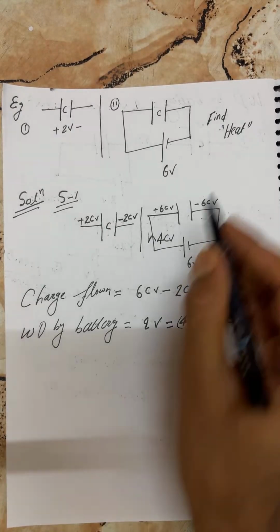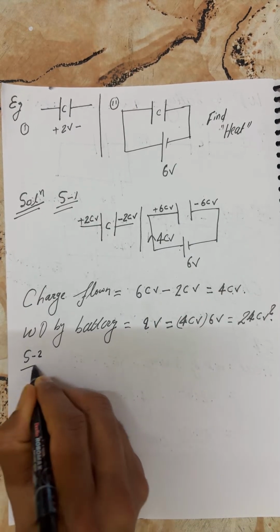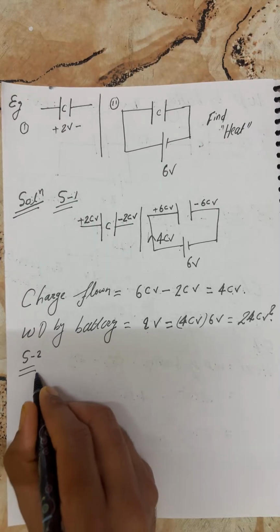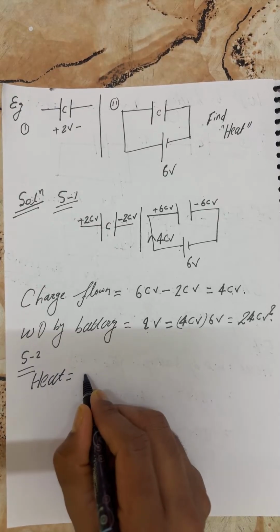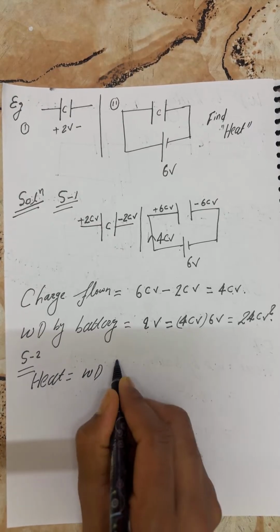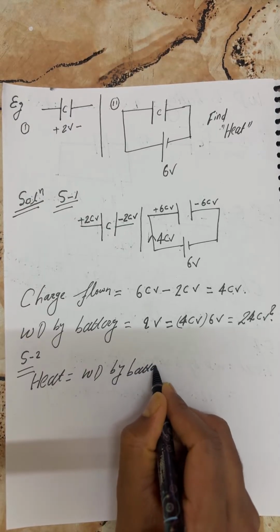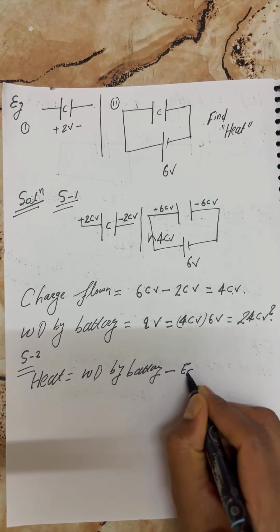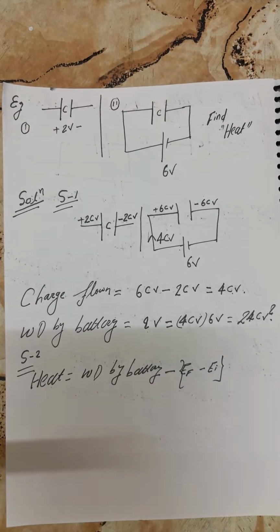Okay. Now what we have to find is heat. That is the second part of this question. So what about this one here? Heat formula, tell me first, all of you. Heat is equal to work done by battery minus energy final minus energy initial.